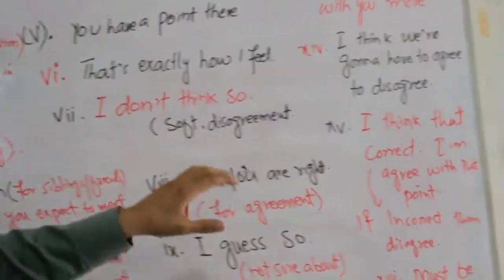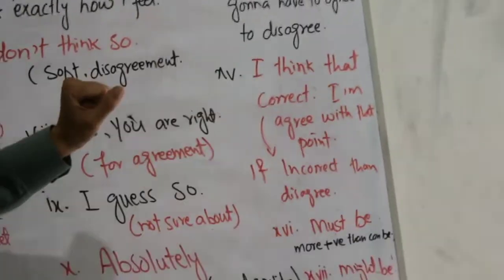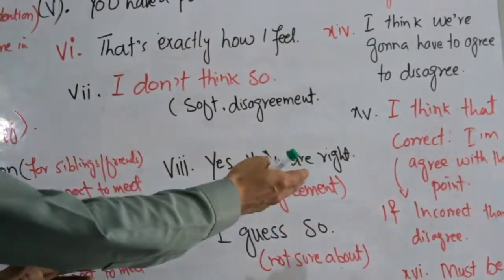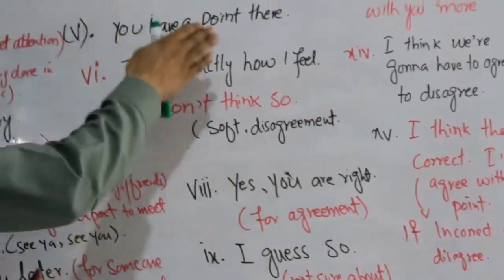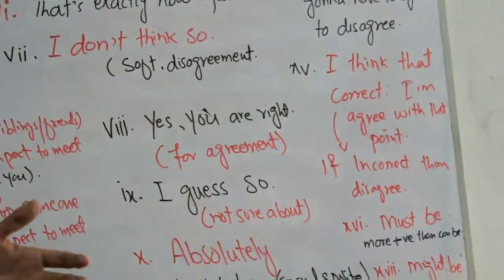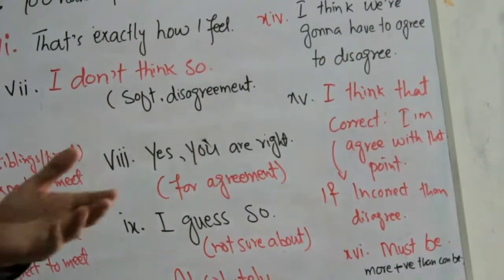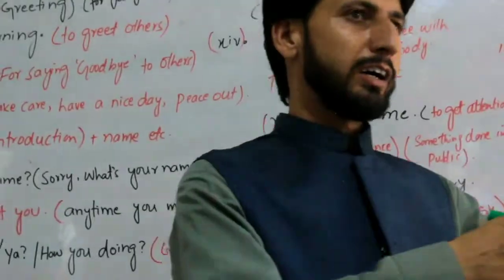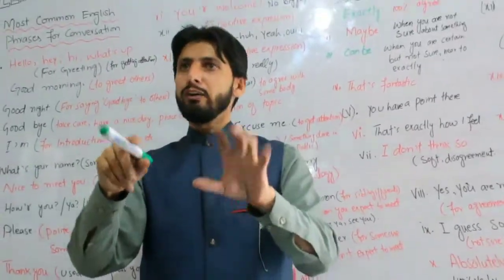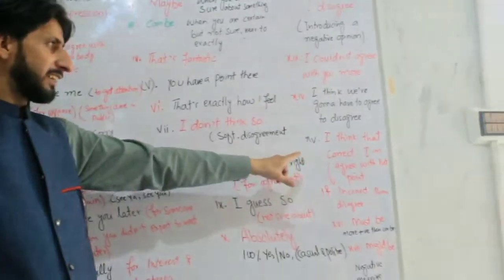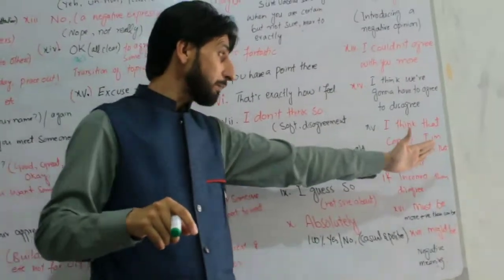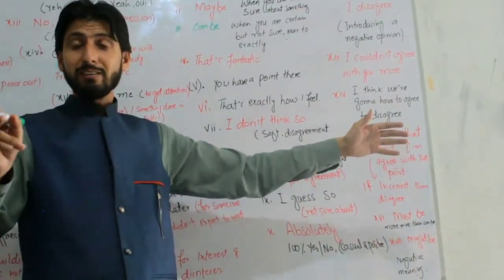Okay, the next expression is, "I think that's correct," meaning I agree with that point. This is similar to the expression, "You have a point there." You are conversing with your friend and he is convincing you on a specific point, and you must say, "I think that's correct." On this specific point you are correct, I agree with that point, I agree with you. So you can say this.